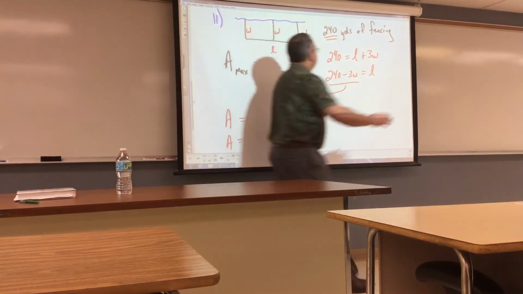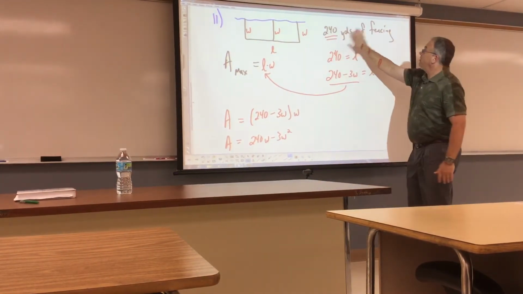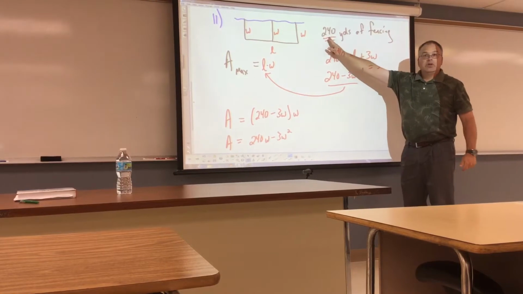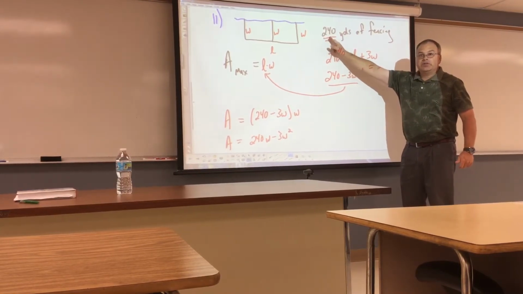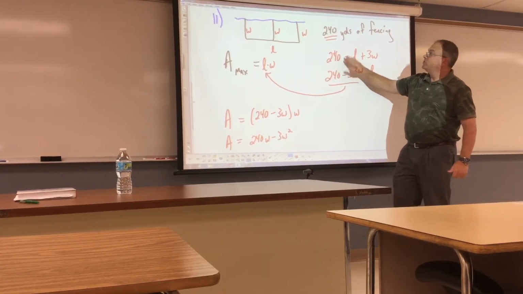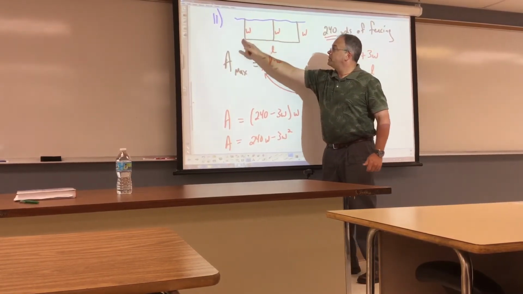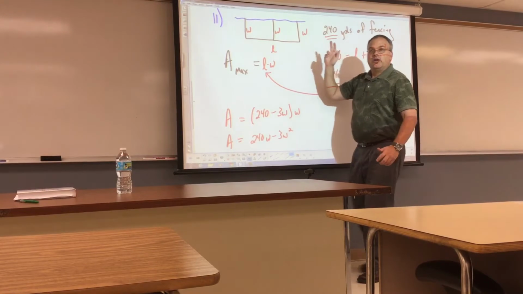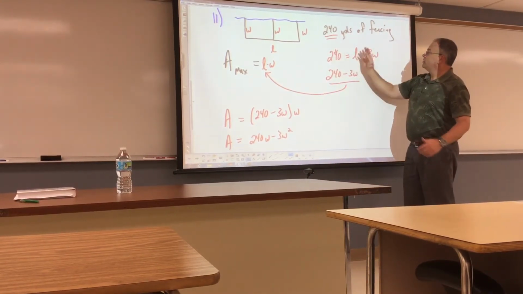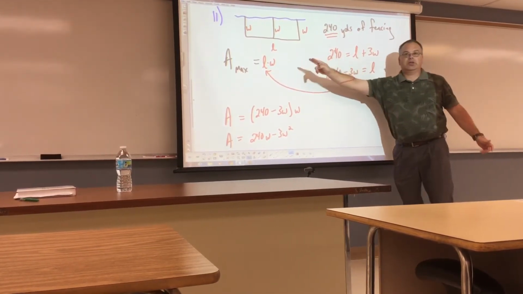So they gave us this other piece of information. They told me that all of the fencing adds up to 240 yards. So this is going to be my substitute equation. So 240 has to equal this piece plus this piece plus this piece plus this piece. Okay, so that's what allows me then to get my substitution in.